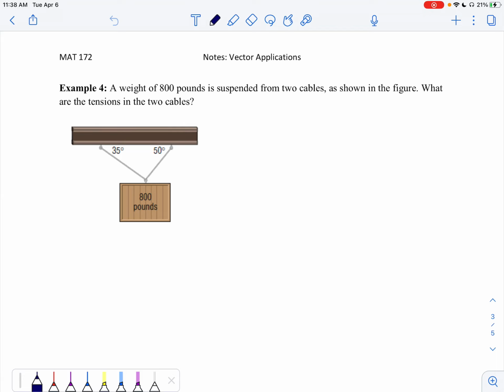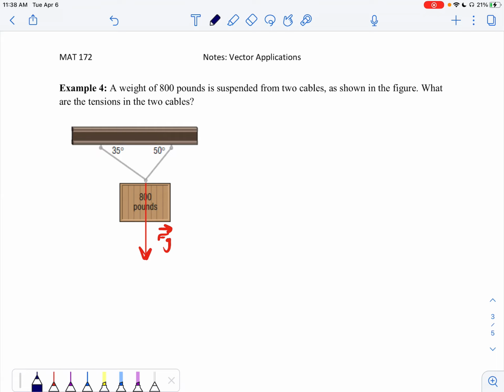So we have this 800-pound weight. We, of course, know that gravity is pulling down on this. I'll call that F sub g, that's my force of gravity. And we know from a previous example that the force of gravity is the same as the weight of the object. So that force downwards is 800 pounds.